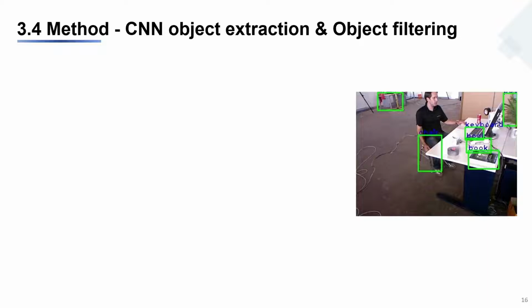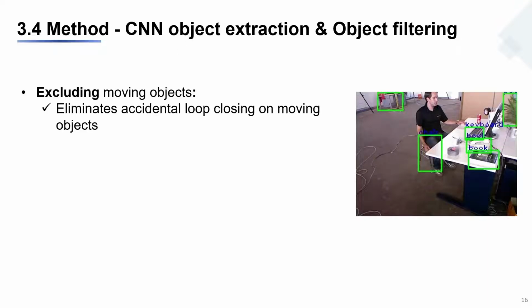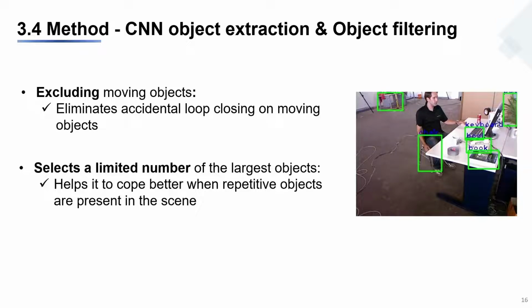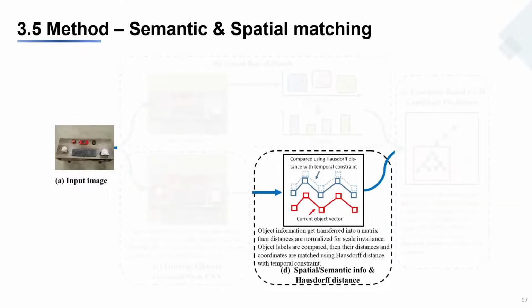We have excluded moving objects because it helps to eliminate accidental loop closing on moving objects. And we also found that static objects provide more stable points of interest. We've also selected a limited number of largest objects, as it helps to cope better when repetitive objects are present in the scene. The third module is the Semantic and Spatial Matching module.